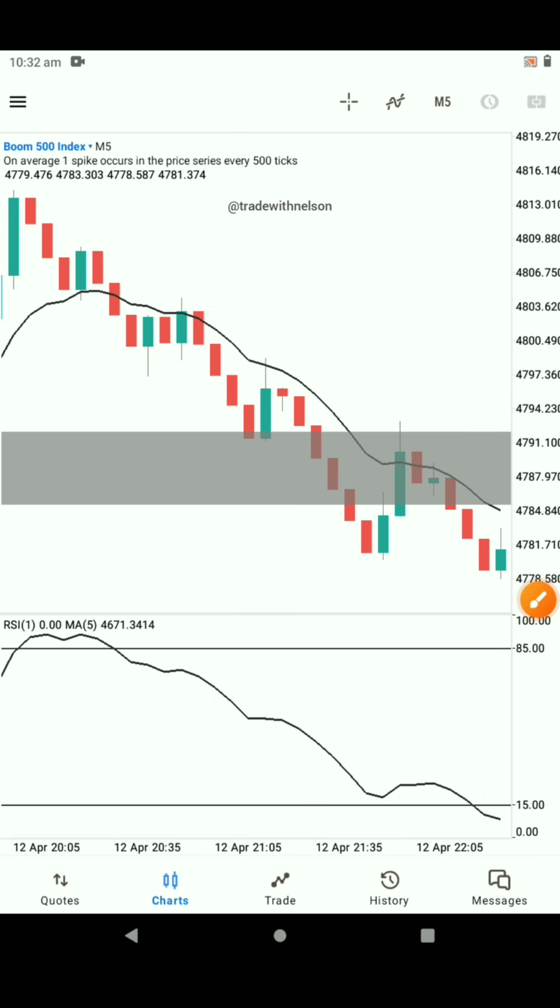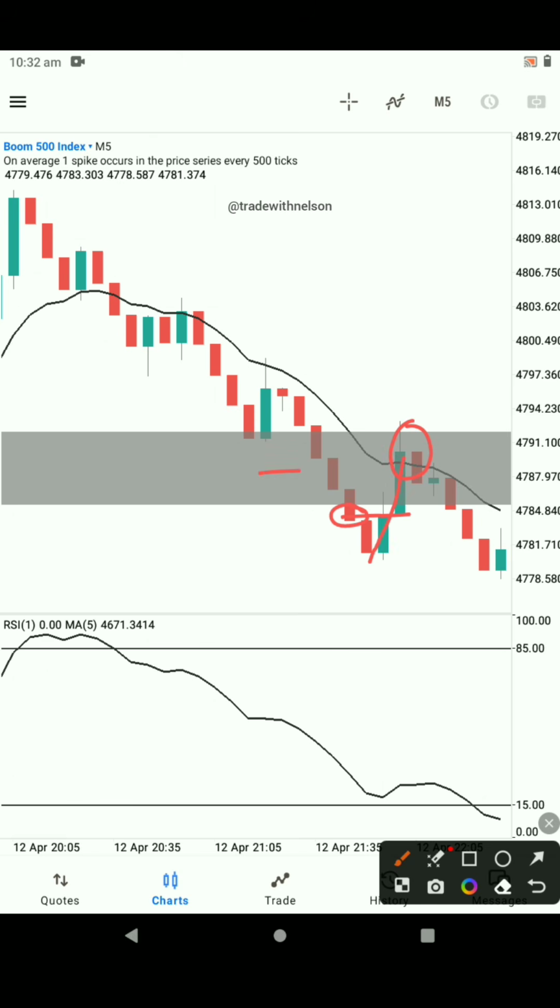If you look carefully, this is the first example that I drew from the higher time frame. A close below, enter your sell, or you can wait for a breakout and retest. You can wait for it to come into the middle of that block before you sell.